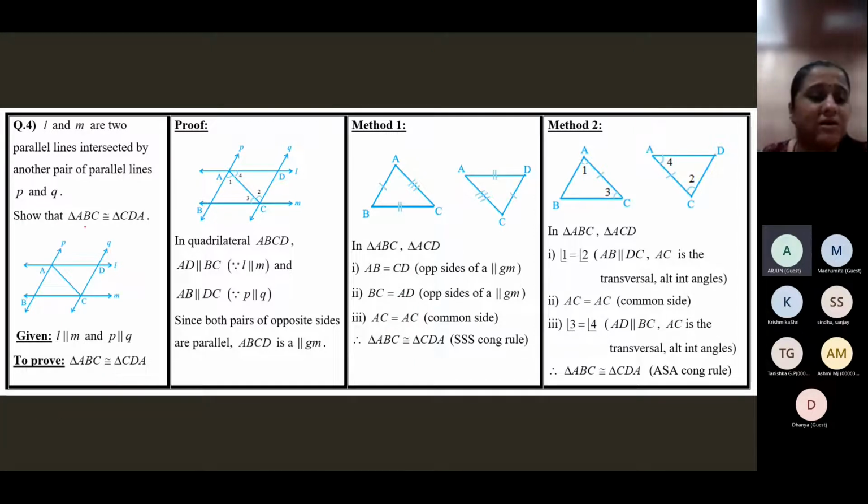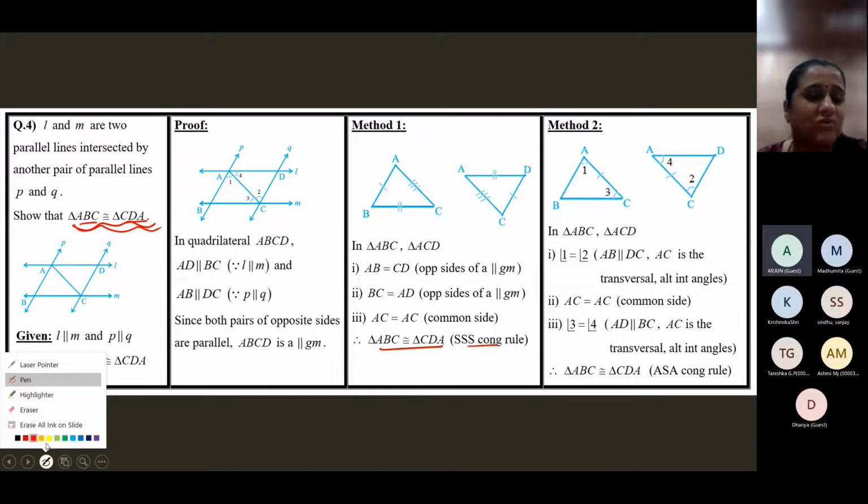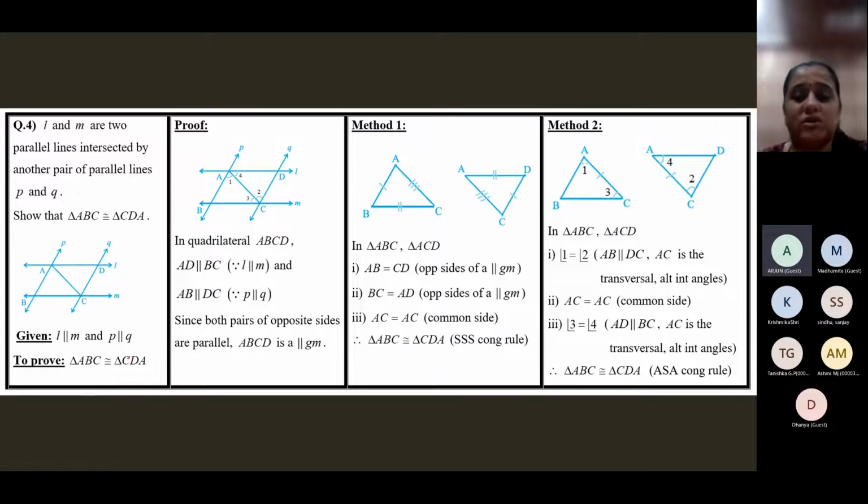Now coming to the name. See, mostly what students do, in the exam you don't have time, so you just write this and say SSS rule. Because you'll have to show that this triangle is congruent to this triangle. But now in the class, we need to understand how to write that order. So take any two pairs of equalities.